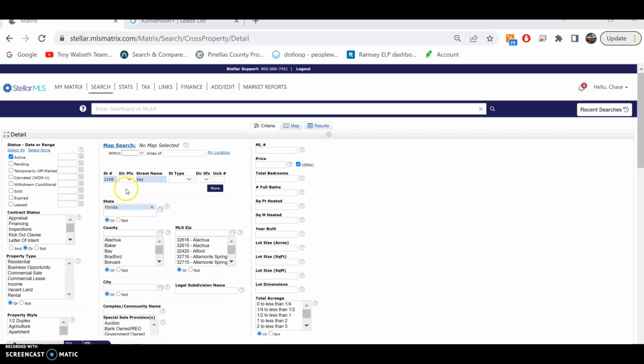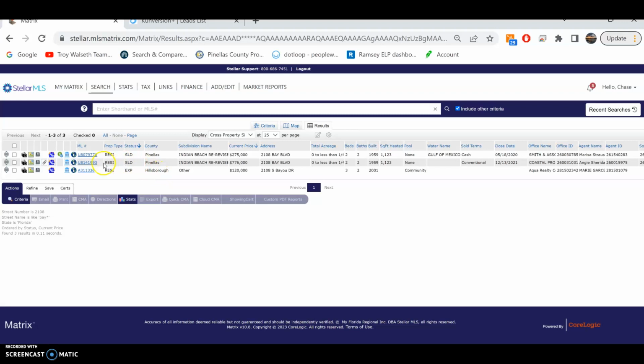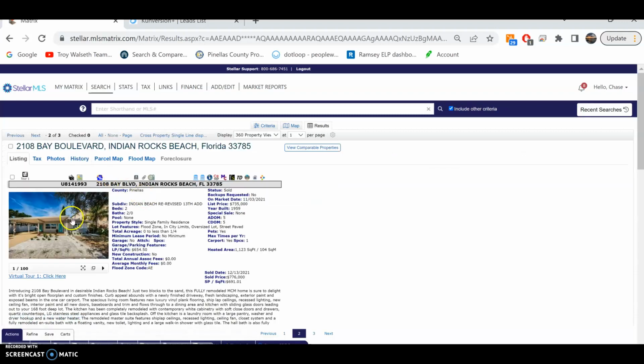All right. Anyway, so we're going to try and find a... Is it off market, right? Yes. Okay. So this property's off market, 2108 Bay Boulevard. We're going to try and find zoning information about this property. So this is the property. Just want to take a look at it. 2108 Bay Boulevard. So what we're going to do is we're going to go up here.